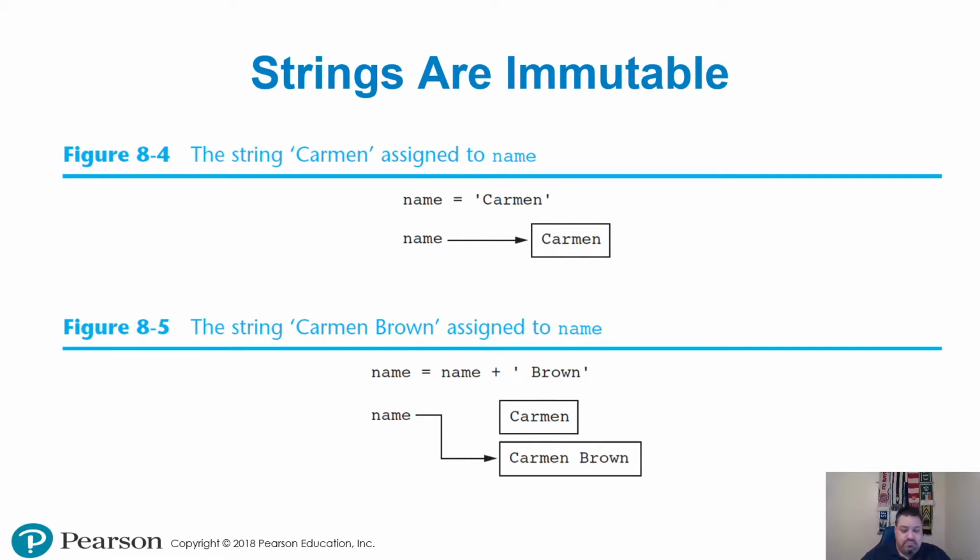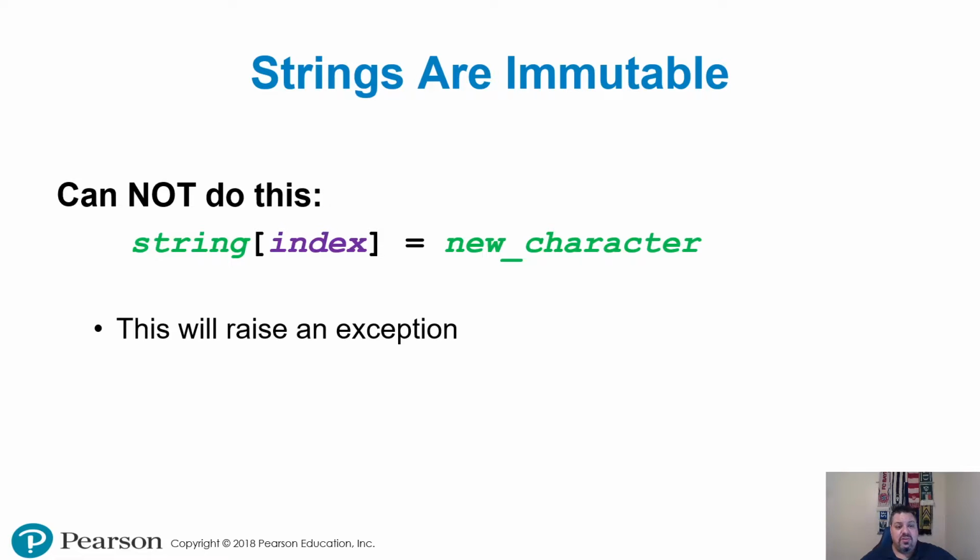But again, if we have name equals Carmen, and then we decide to say name equals name plus Brown, it actually just forgets about Carmen originally, and it just goes and creates a new one. It doesn't actually append to a string per se. And the reason why that's so important is that you can access an individual character within a string, and that would be how you do it, string, square bracket, index, but you can't actually change a single character within a string because it's immutable. If you do that, you will get an exception error. So again, it's just like a list element, except it's immutable.